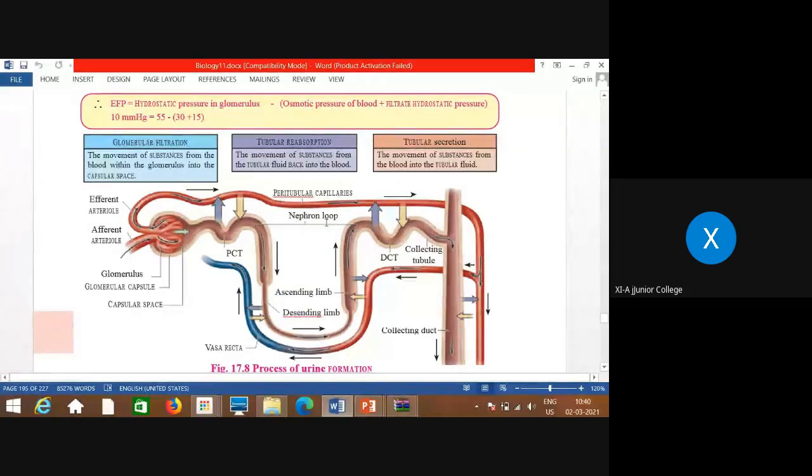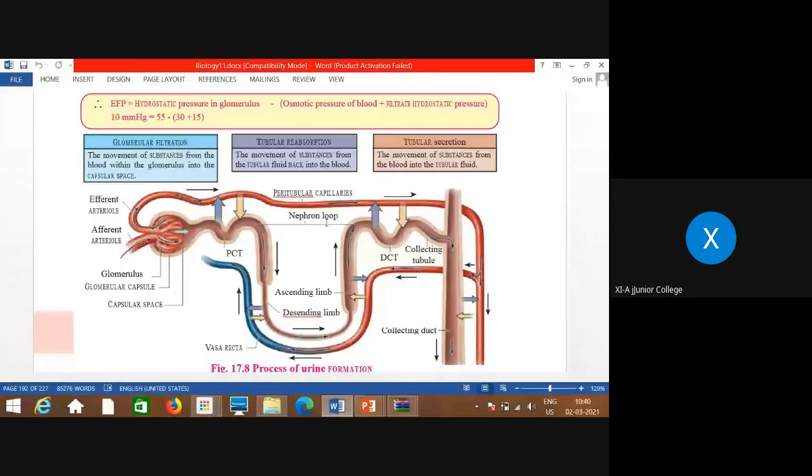Okay, can you see this diagram? One of you can unmute and tell me. Yes, ma'am. Can you read the heading of the figure? Yes, ma'am. What is that heading? Mechanism of urine formation.